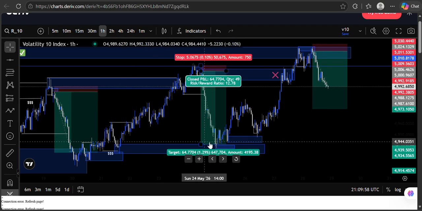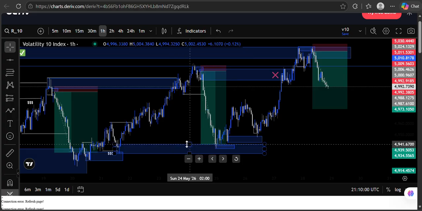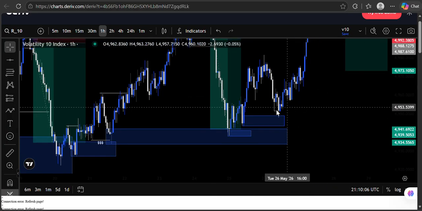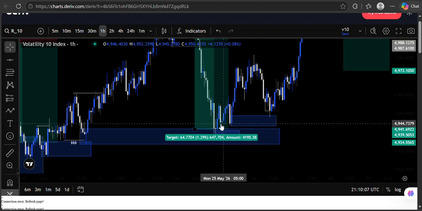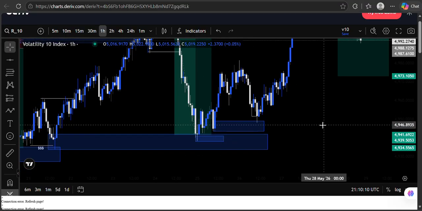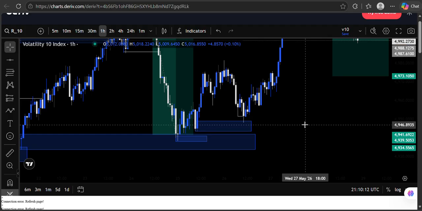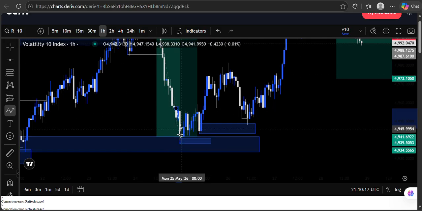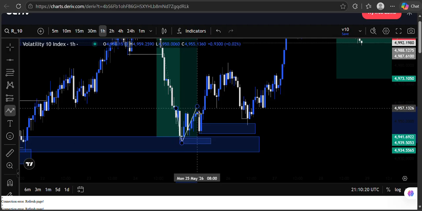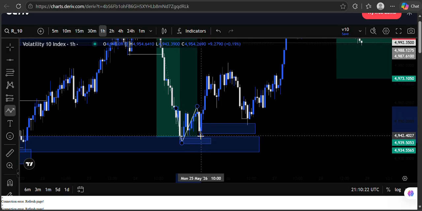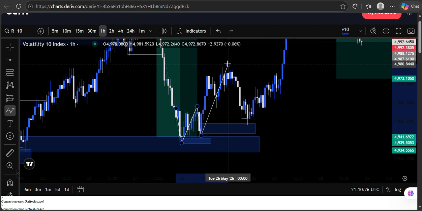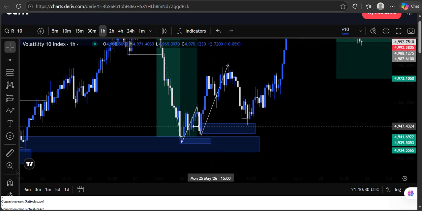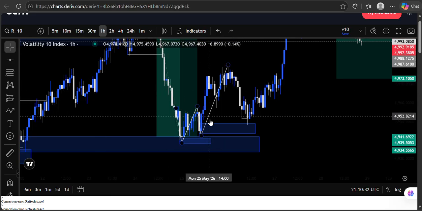Now price came in and tapped into our demand zone. The next thing we did was wait for our entry. The moment price tapped into this hour zone, we waited for a break of structure. Price came in, tapped into our zone, created this high, retraced, and then we saw this break of structure to the upside, caused by this particular zone right here.